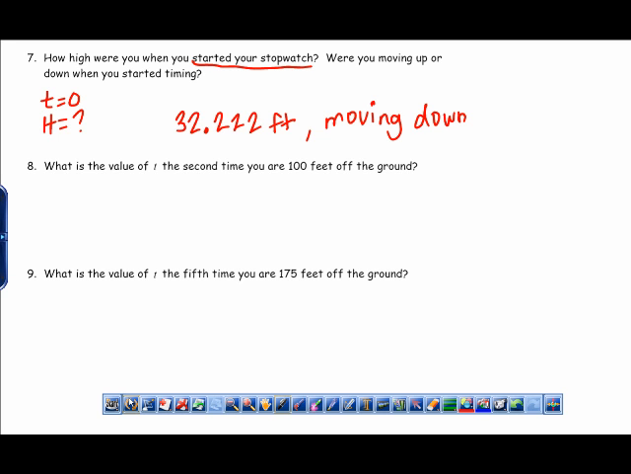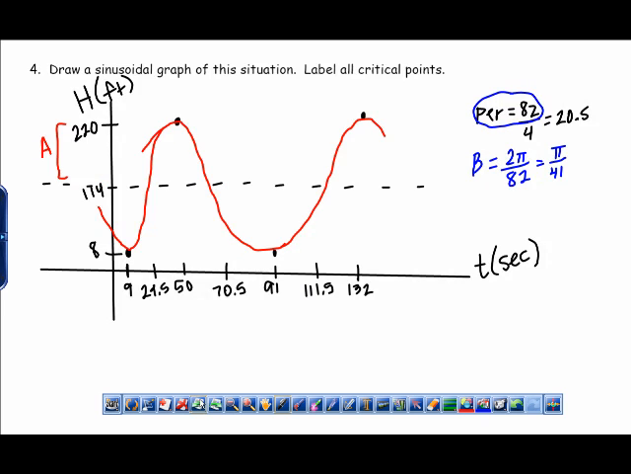Okay, let's look at number 8. Number 8 says, what is the value of t the second time you are 100 feet off the ground? Well, I need to find where 100 feet off the ground is. Looking on my original picture that I drew, I could draw in 100 feet. I'm going to do this in a different color. So I know 100 feet would be somewhere in here.